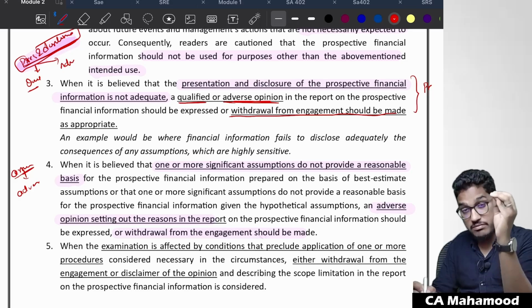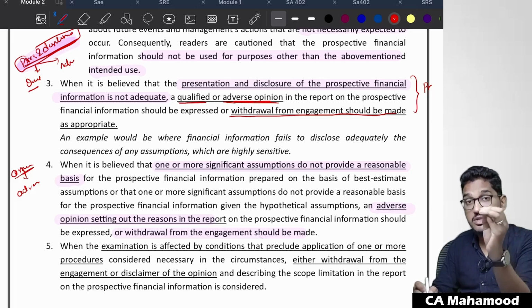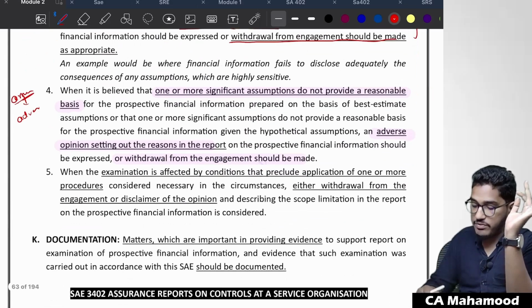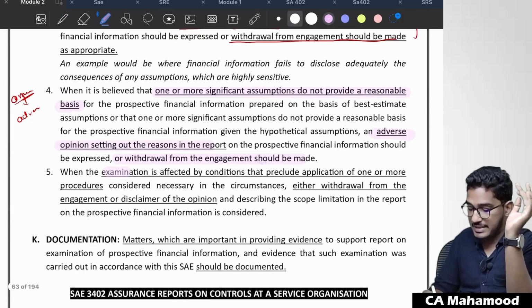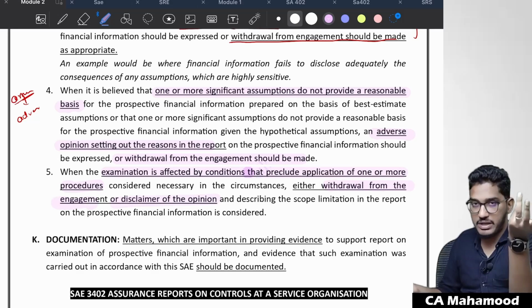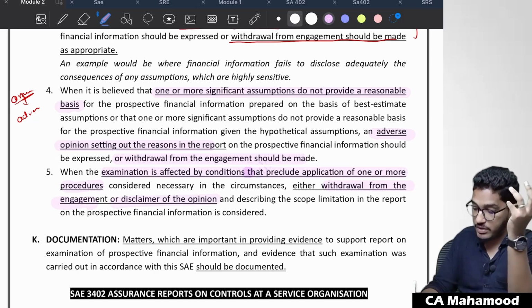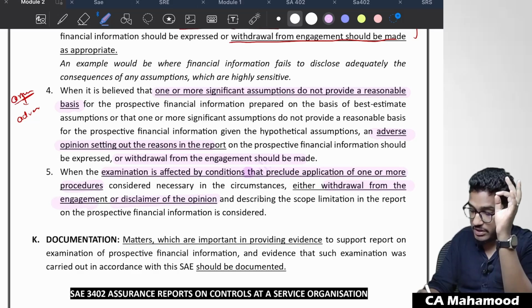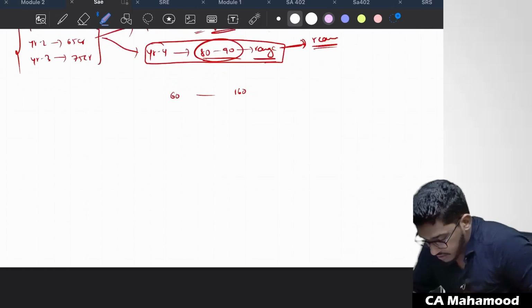But when there is a problem with the assumptions only, what should you do? Directly adverse. However, if you are unable to perform some procedures, when the examination is affected by conditions that preclude one or more procedures, what should you do? You have to either withdraw from the engagement or give a disclaimer of opinion. Don't we know that? We all know this. But here also, they can twist you in MCQs.